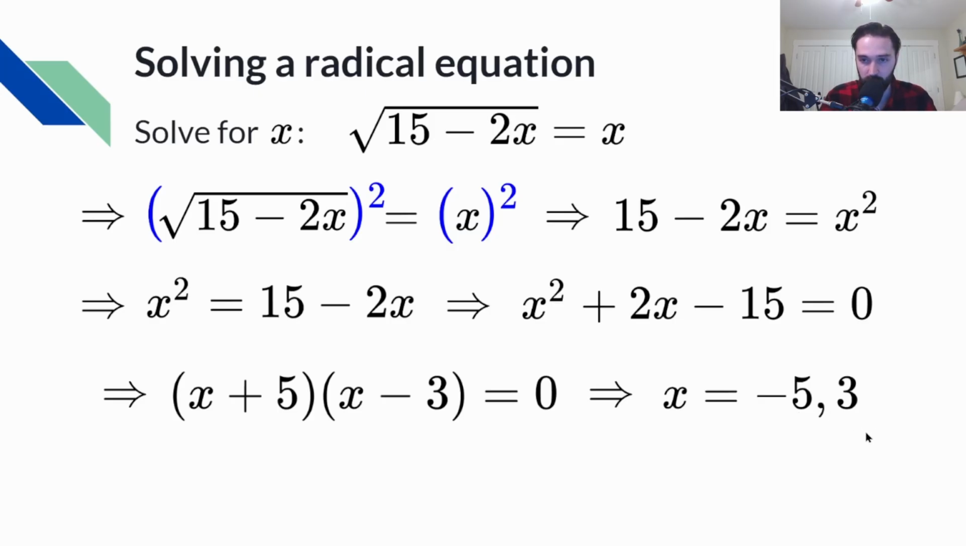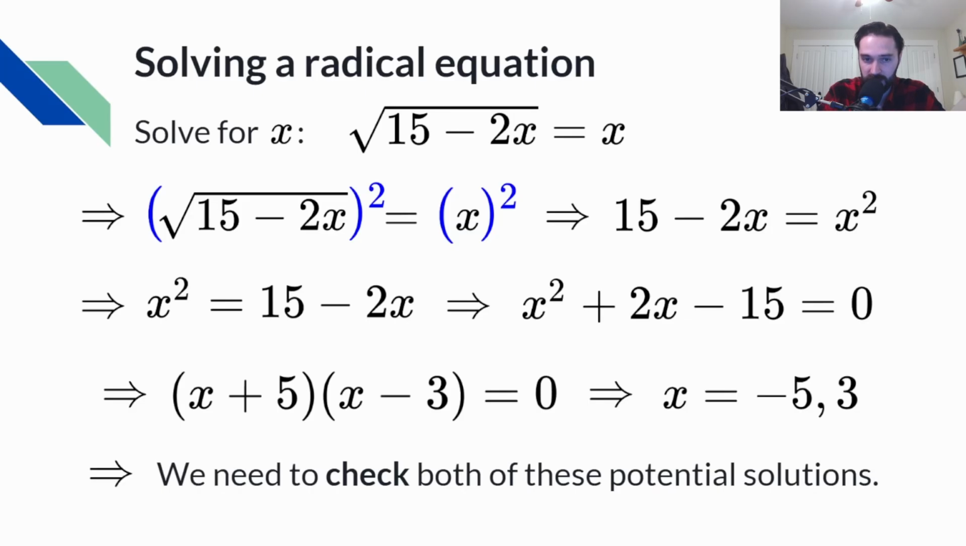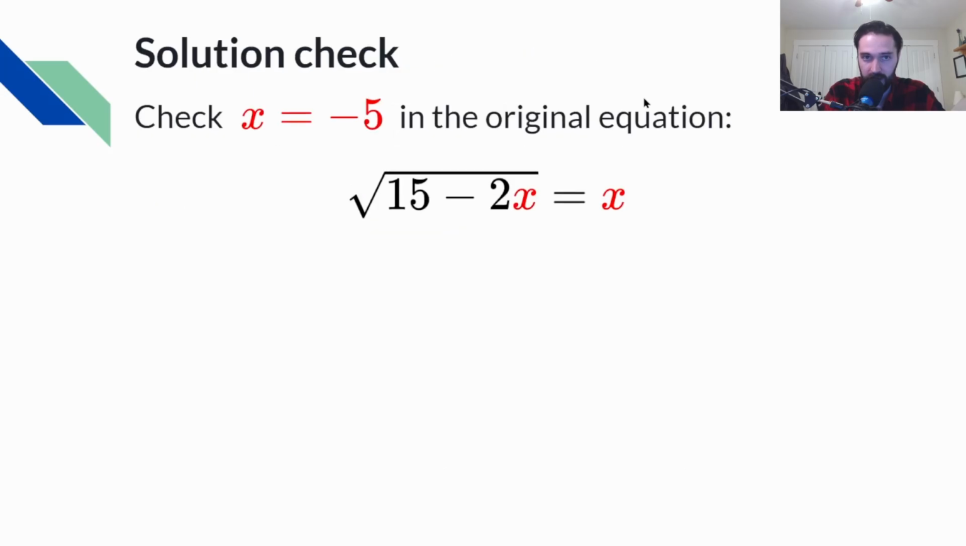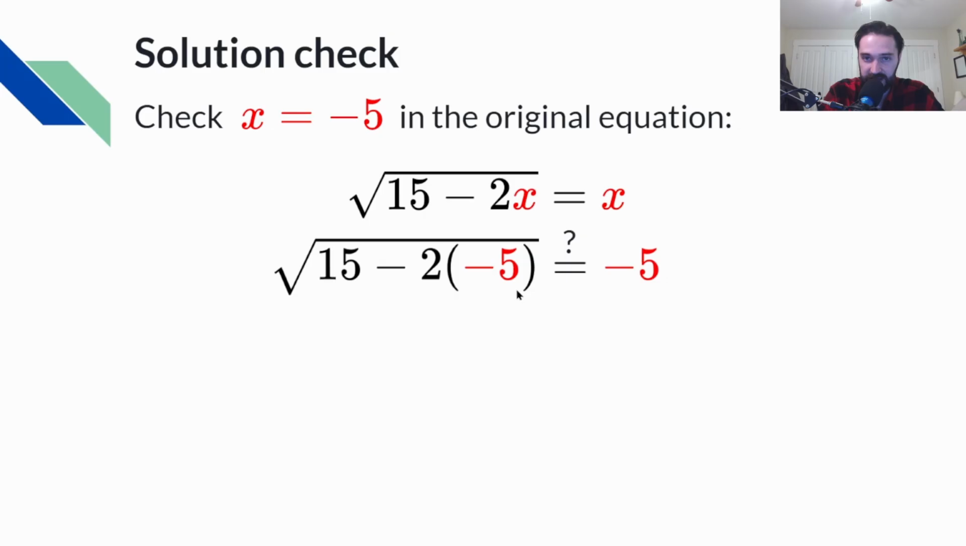So we get two solutions here from the resulting quadratic equation after squaring both sides. We need to check both of these potential solutions since the original problem was a radical equation. Let's check x equals negative 5 right now. We're going to plug it into the slots wherever we see x in red, and we're going to see if we have a valid equation. Do we have a true equation? That's the question. So when we plug in negative 5 in red here, this is what we get.